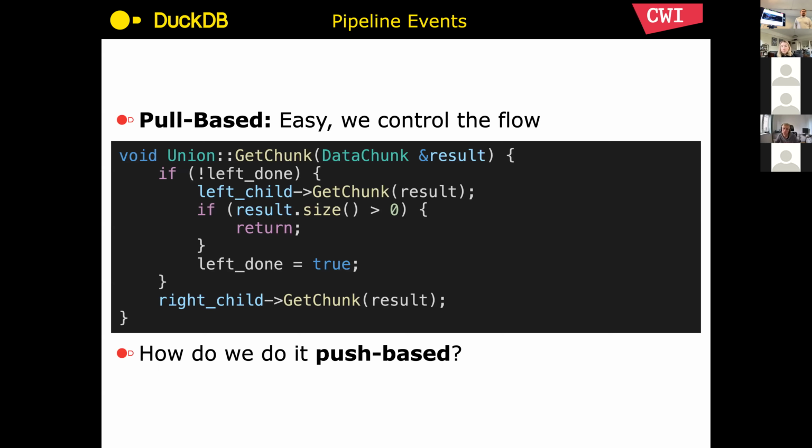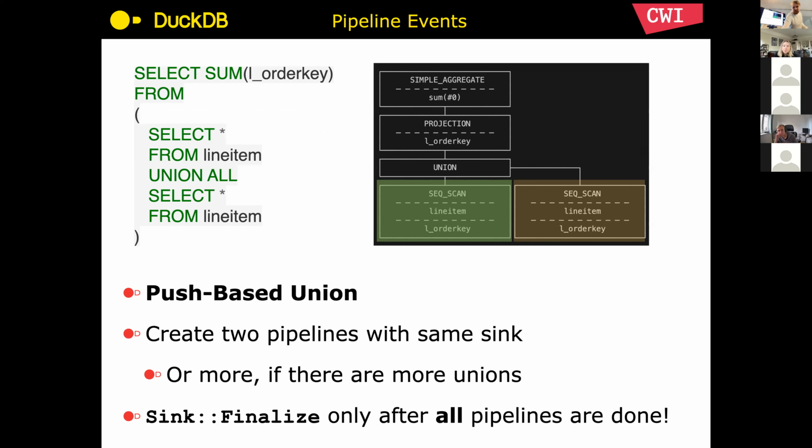In a pull-based system, this is easy because we control the flow. We can just say, if we're not done yet with the left child, we pull from the left child. Otherwise, we pull from the right child. So again, easy, because in a pull-based system we can do whatever we want. How do we do it in a push-based system? And how do we do it in parallel? That's also the big question here.